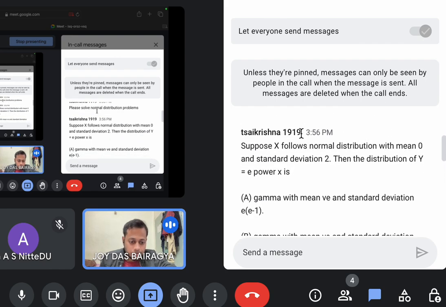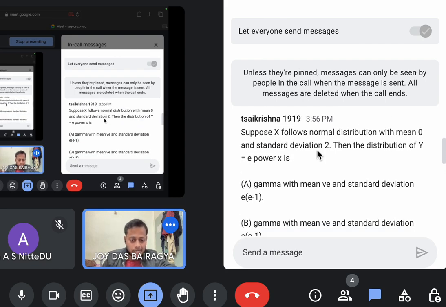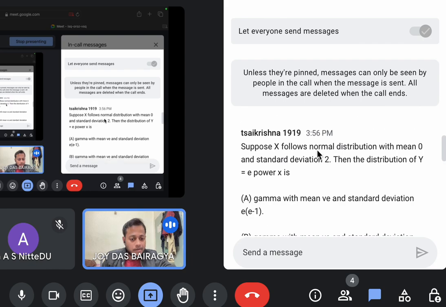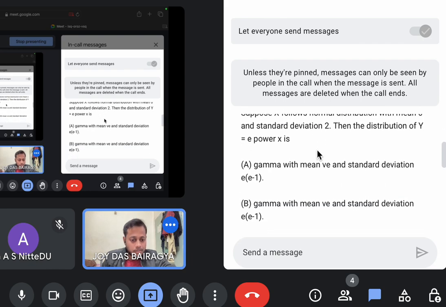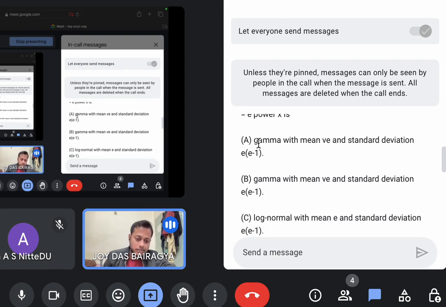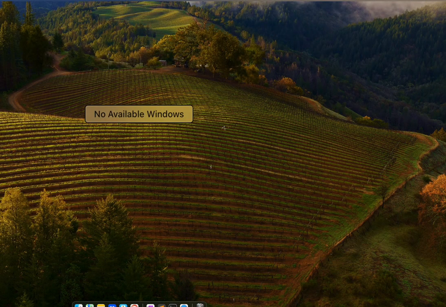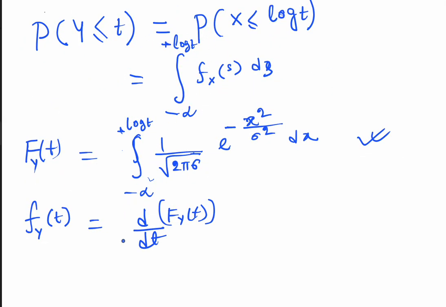From that distribution function you can get the standard deviation. You will first get the distribution, then from that you will also get the mean and standard deviation. So that's it. You only have to do the integration and then differentiate with respect to t, and then you will get the distribution of log t.